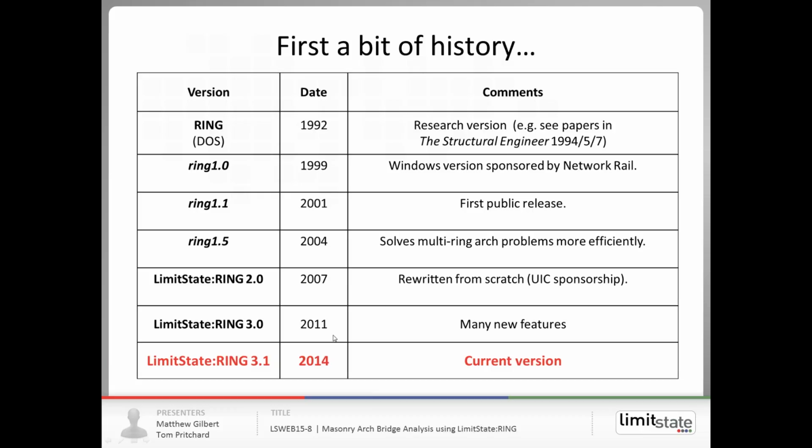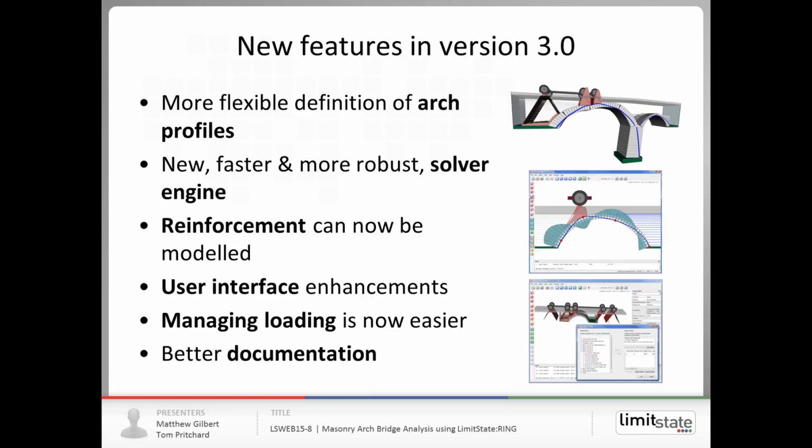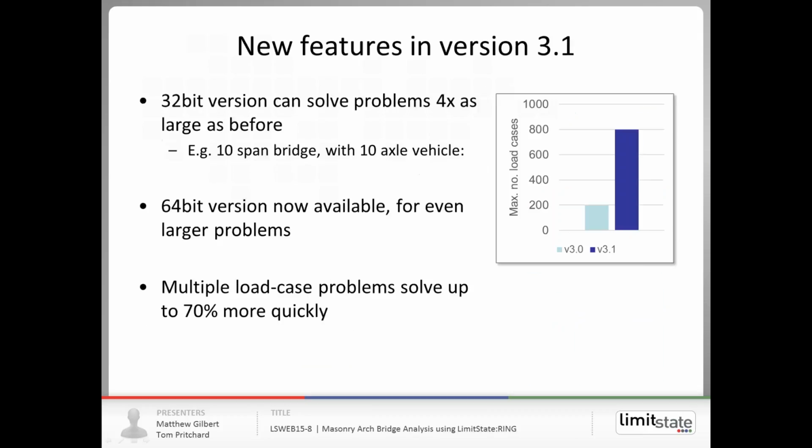And the latest version was released in 2014, LimitState Ring 3.1. It builds on the developments in version 3, which included more definition of arch profiles, a faster solver, the ability to add reinforcement, and various other enhancements. 3.1 specifically allows us to solve larger problems than before.